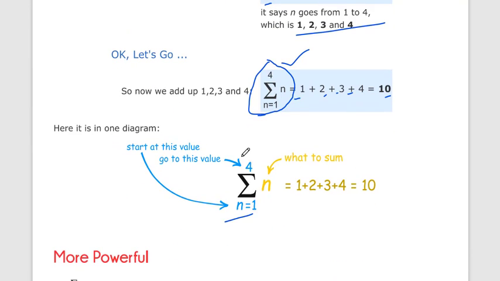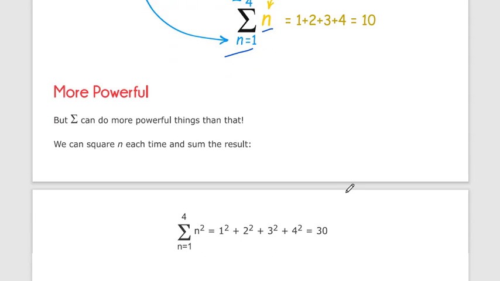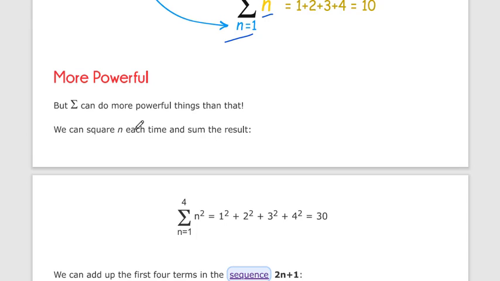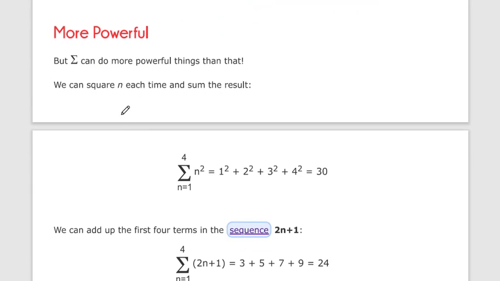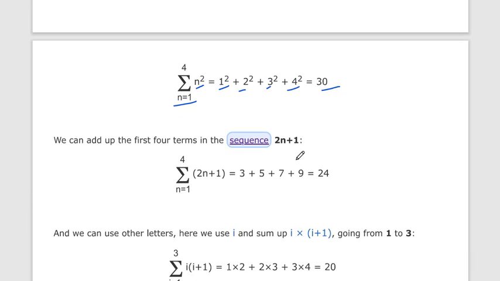Where to start, where to end, and what to sum. This is the basic of sigma. Now let's say we have to add more powerful things. Here n goes from 1 to 4, but they have written n square, so we use 1 square, 2 square, 3 square and 4 square, and its summation is equal to 30. We can also take 2n plus 1, with n from 1 to 4. We can take anything in the sum part, and any range, 1 to 4, 1 to 5, 6.